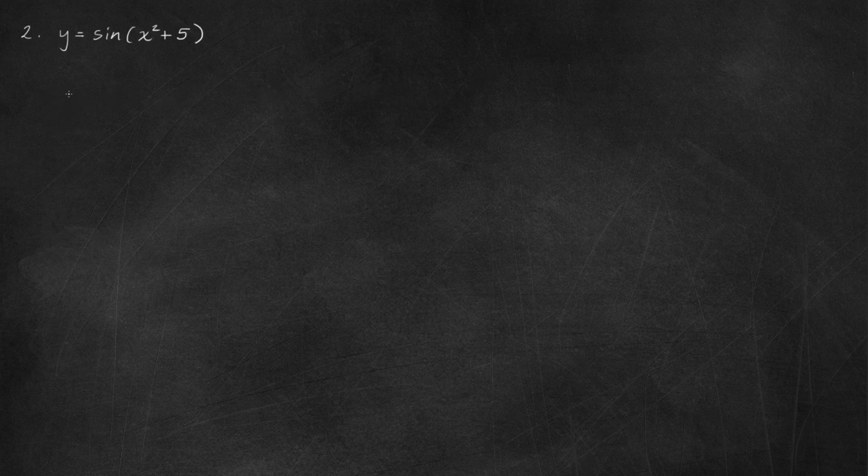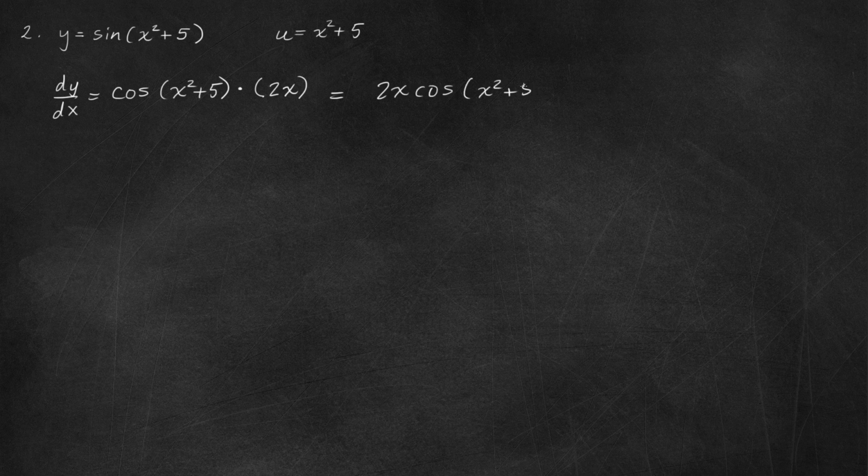Number 2, y equals the sine of x squared plus 5. So here my inside function, or my stuff, is the x squared plus 5. So if this is y equals sine of stuff, then my derivative, dy dx, is the derivative of sine of stuff. The derivative of sine of stuff is cosine of stuff, so cosine of x squared plus 5, times the derivative of the stuff, and the derivative of the stuff is 2x. So 2x cosine x squared plus 5.